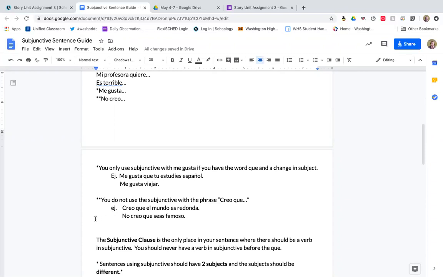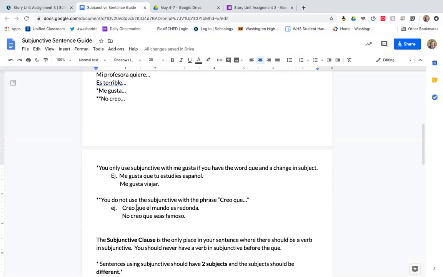The next thing I want to note has to do with the phrase no creo. And that is that you do not use the subjunctive with the phrase creo que. You only use subjunctive with the negative no creo. So here's an example of that. This first sentence says, creo que el mundo es redondo. I believe that the world is round.